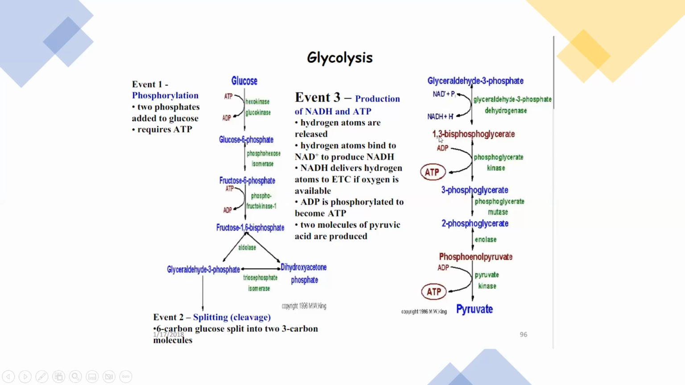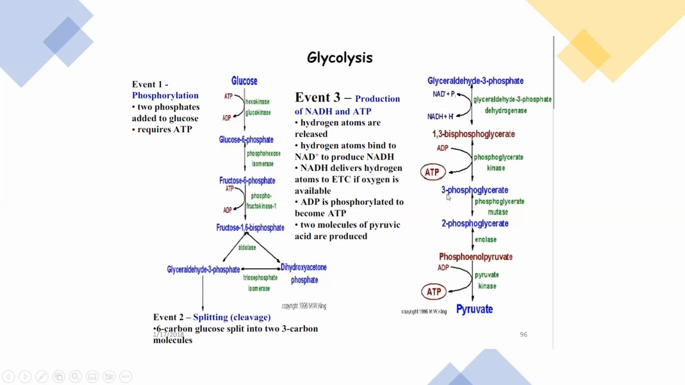Now the next step is 1,3-bisphosphoglycerate being converted to 3-phosphoglycerate. Phosphoglycerate kinase is the enzyme here, and in this step the first ATP is formed, as ADP is converted into ATP.